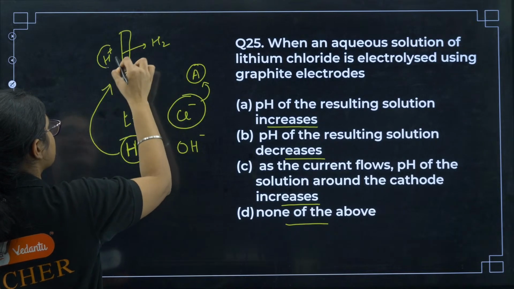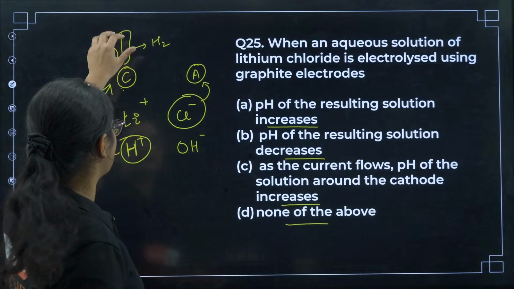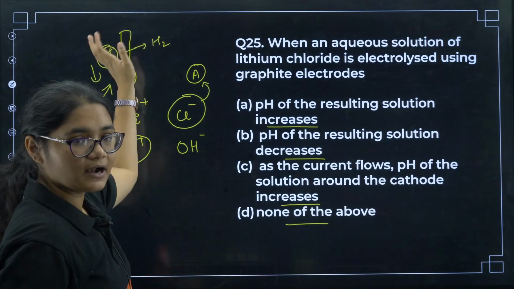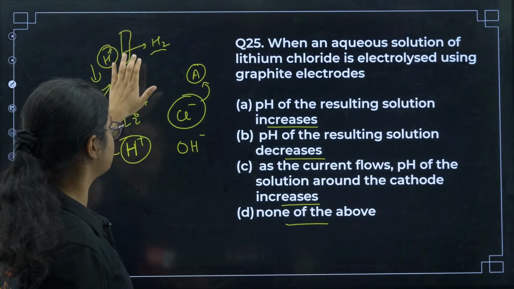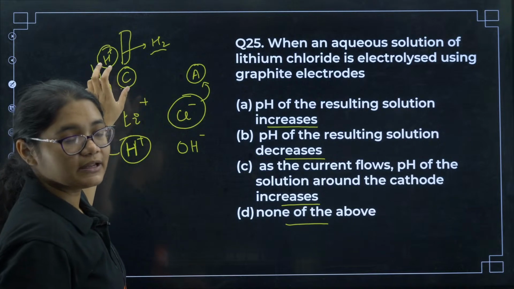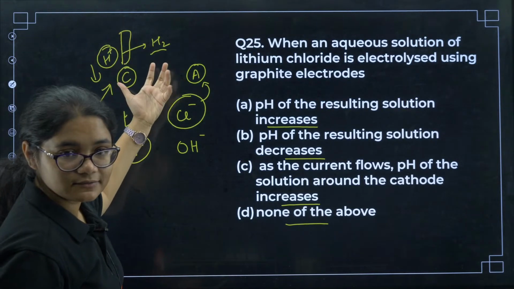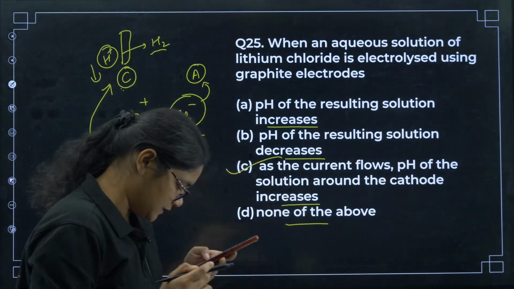So I can say that the concentration of H plus is dropping at the cathode. Near the cathode H plus is undergoing reduction to H2. So H plus concentration near the cathode is decreasing. That is why, if H plus concentration decreases near the cathode, pH will increase, right? And pH will increase, so that is why your option C is correct.